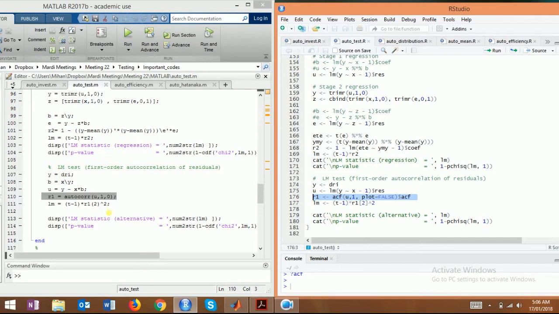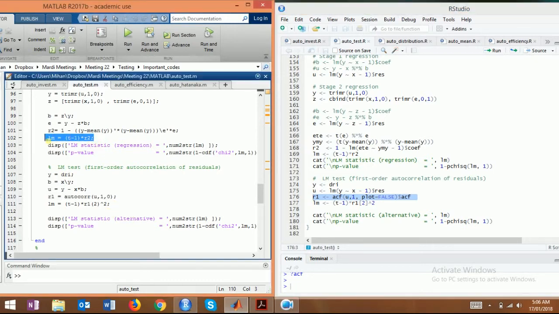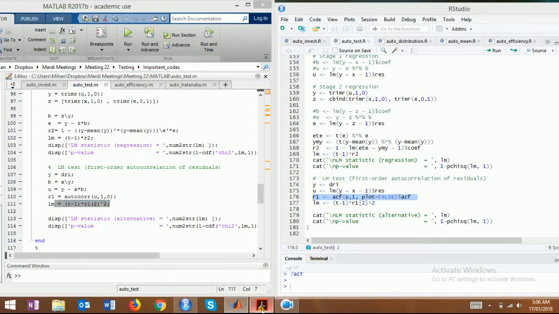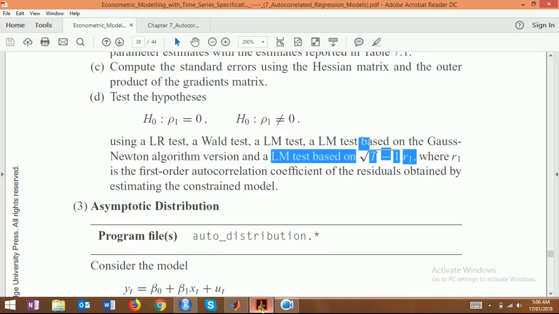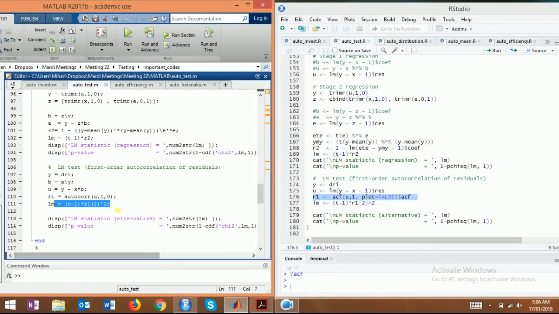t minus 1 R1, so t minus 1 R2, and t minus 1 r1 second element has been square rooted over t minus 1, because we're looking into root over t minus 1 r1, where r1 is the first order autocorrelation coefficient of the residuals obtained by estimating the constraint model. Okay, root over t minus 1 r1.